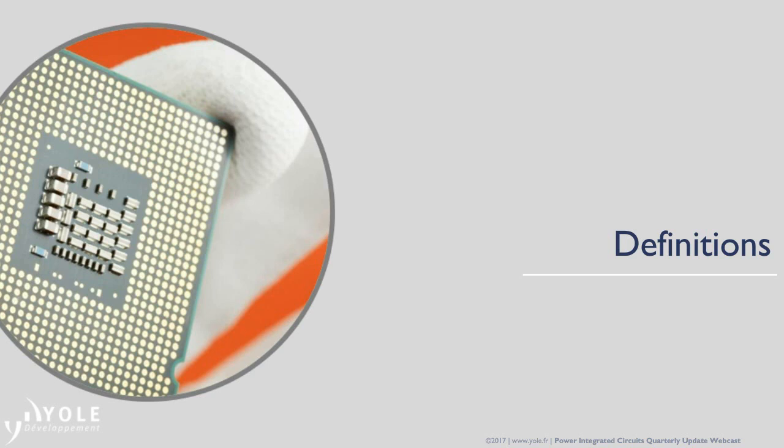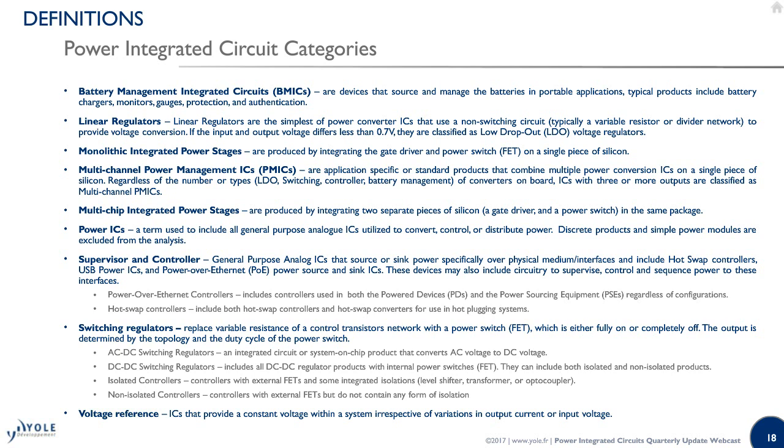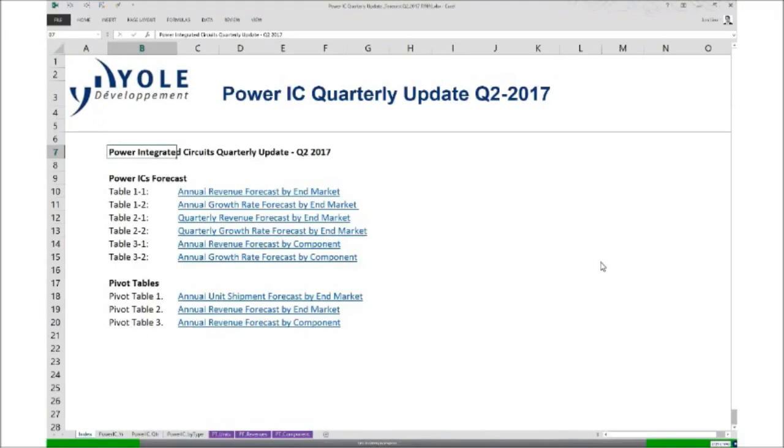Lastly, here is the power integrated circuit and some of the definition slides. As I mentioned before, you can look at it from both the component standpoint and the application market standpoint. Right now, we'll give you a demonstration of the Power IC quarterly update. For the purpose of this demonstration, we are using the version Power IC Quarterly Update Q2 2017, and we're going to go over the Excel files first.